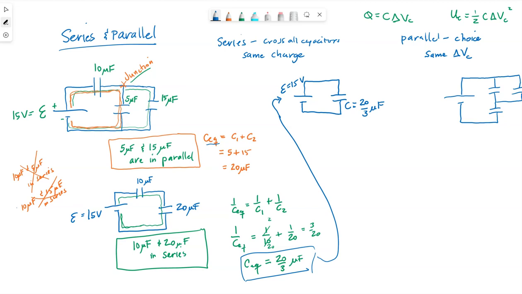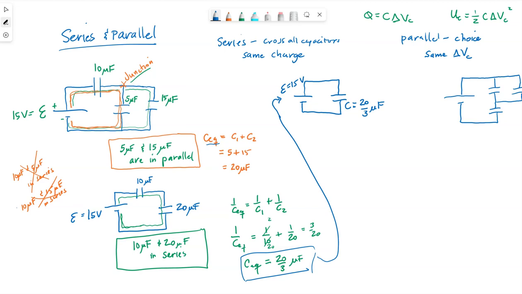Now, you can't buy every single possible value of capacitor. They don't make them all. You could potentially make your own if you wanted to. But if you were going to buy capacitors, you would only have certain values of capacitance to work with. And so this particular 20 thirds microfarad capacitor may not have been an option, which would be one reason why we might need to combine multiple capacitors together.